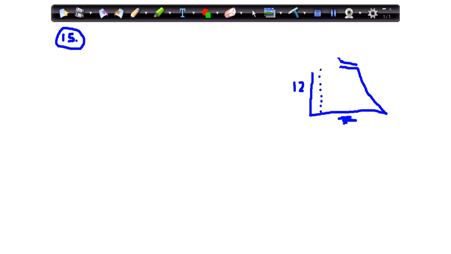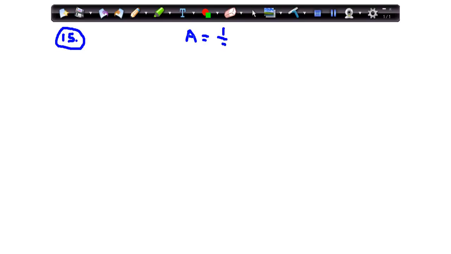Okay, let's erase that. Now that we have the height, 12, we're just going to plug the values into our formula for getting the area of a trapezoid. And here is the formula: A, meaning area, is equal to half, height times base 1 plus base 2. This is the formula we're going to use to solve the problem.